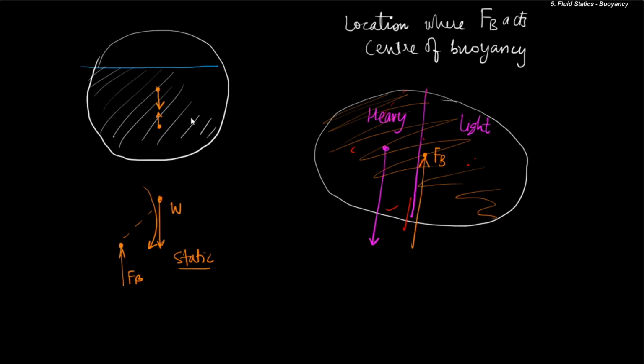static equilibrium. But what about this example that we just said, that it is heavy over here and light over here? Well, eventually the object would experience a moment initially so that it reorients itself in a manner that Fb and W will become collinear. Once it becomes collinear, the object will become static.